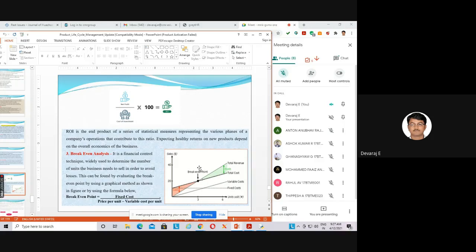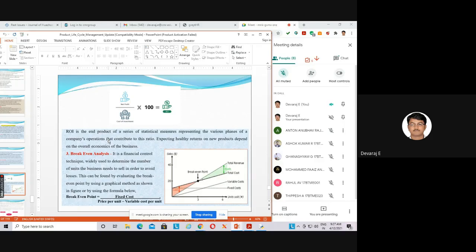Kindly open your BME notes, open the fourth module, and you will see the break-even analysis. I solved one problem in the class and explained everything in the BME. Kindly look into that process. It's very important. I showed you what break-even analysis is, what variable cost is, and what fixed cost is.